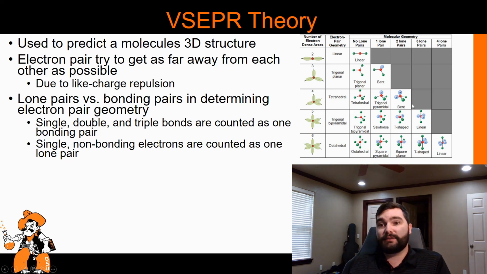You get to bent, you have two lone pairs. Your electron pair geometry is still tetrahedral. Those pairs of electrons, be they lone pairs or bonding pairs, are still roughly 109 degrees apart from each other.